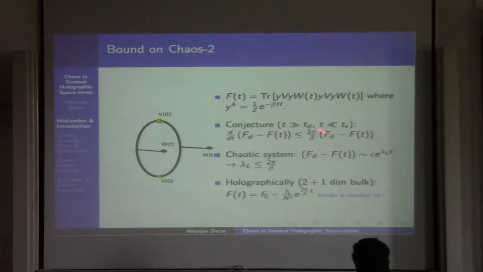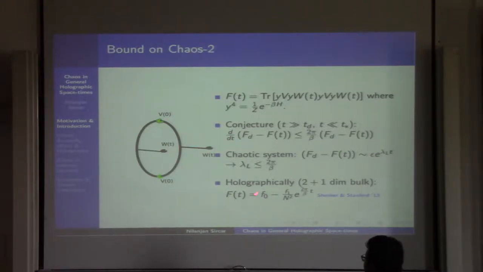This is the bound they somewhat prove, which gives sufficient evidence to put it as a conjecture in their paper. For a chaotic system, if these kinds of functions have some exponential growth, then this exponential growth will be bounded by 2 pi over beta. Here I have set h-bar and k_B to be 1, but if you reinsert these scales, you will get h-bar and the Boltzmann constant here too.